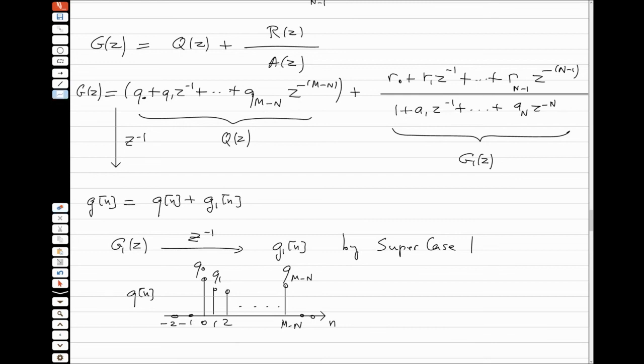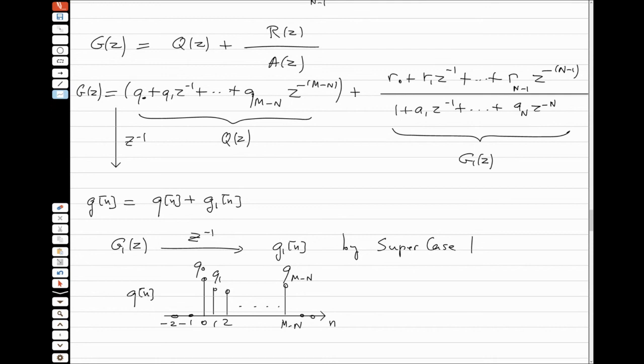All right, so if I give you a rational fraction G of Z, and I want to give you headaches at the second midterm exam, then I will make M larger than N, so that you are forced to go through this long division and this decomposition, and then you will be forced to find G1 of N going through the super case 1.